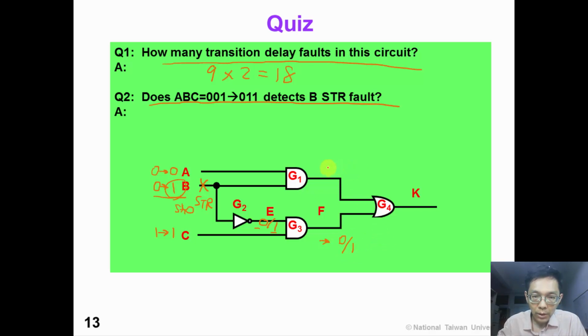And for G1, the output is 0 in the second pattern. And for output K, it should be 0/1 in the second pattern. So if we see a 0 in the output K, it passed the test. If we see a 1, it failed the test. Since we already have a rising transition at input B and we detect the stuck-at-0 in the second pattern, yes, we detect the B slow-to-rise fault. Have you got it correctly?